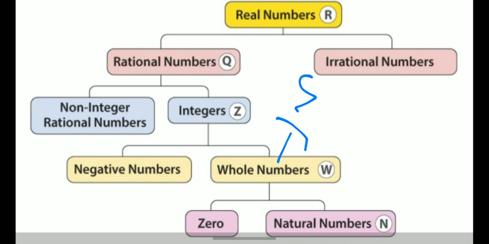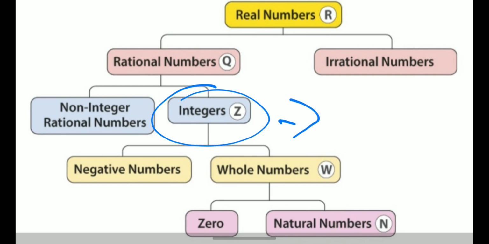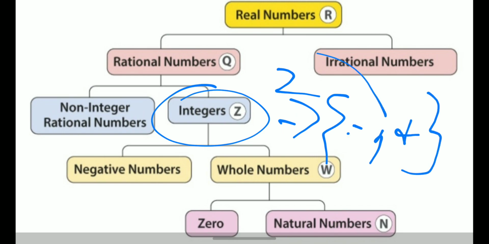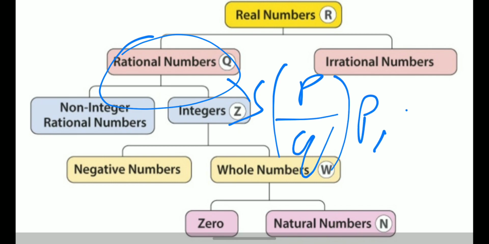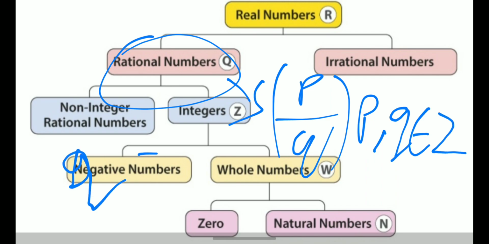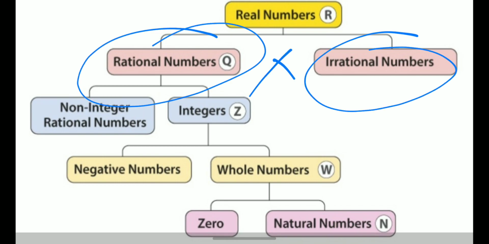The whole numbers are 0, 1, 2 and so on up to infinity. And we discussed integers. The integers are denoted by Z, which are negative and positive numbers. And we discussed rational numbers. The rational numbers are the numbers which are in the form of p by q, where p, q belong to integers and q is not equal to 0. And we discussed irrational numbers, which are the opposite of rational numbers.